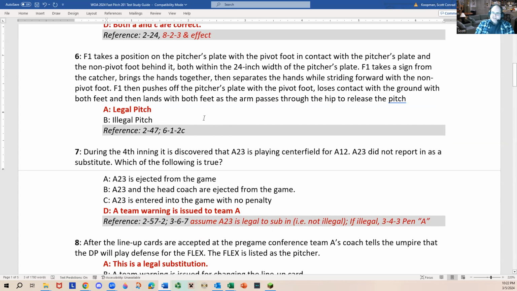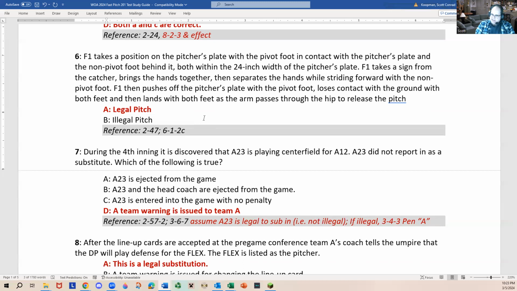Question 6. F1 takes a position on the pitcher's plate with the pivot foot in contact with the pitcher's plate and the non-pivot foot behind it, both within the 24-inch width of the pitcher's plate. All of that description just means that it's legal starting. They're just fine and the feet are fine. It's all legal. F1 takes a sign from the catcher, brings the hands together, then separates the hands while striding forward with the non-pivot foot.